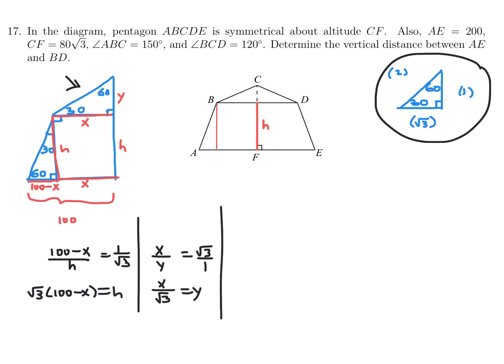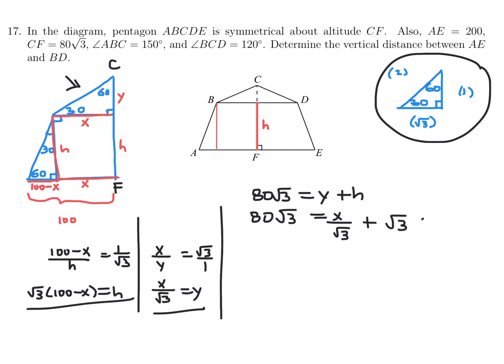And then we know that CF, all the way from top to bottom, this is C, this is F, all the way from top to bottom is 80 root 3. And in my diagram, it's Y plus H. So Y is X over root 3 from here, and H is this guy, root 3 times 100 minus X. Okay, and I think that will help me figure out X, and then finally I can figure out H, because H is what they wanted. Well, what they wanted is that distance that I've labeled as H. And I can use this formula right here.